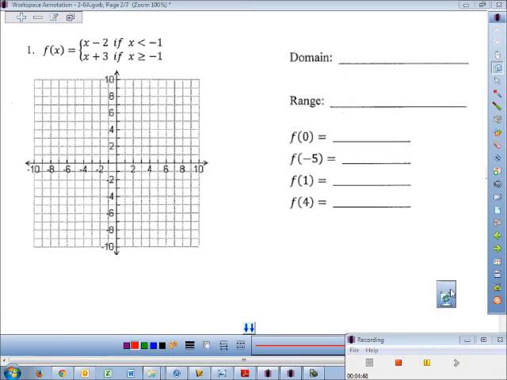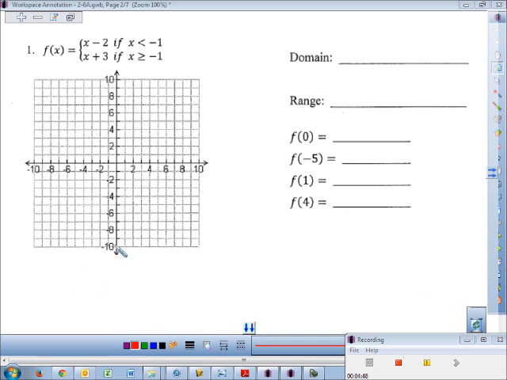Piecewise defined functions are easier than you think if you can follow these baby steps. This says f of x will equal x minus 2 if x is less than negative 1. But here's a whole other situation. This function is going to equal x plus 3 if x is greater than or equal to negative 1. So we've got two different pieces that we're going to graph. Sound all right?